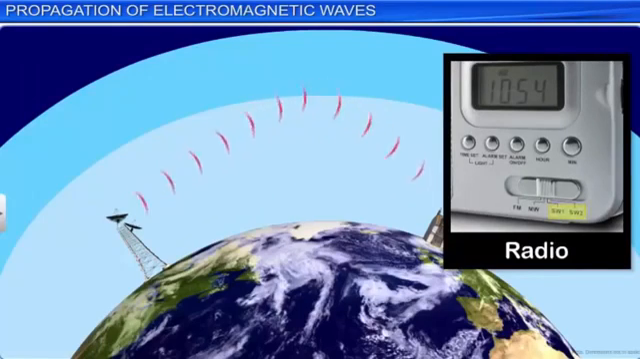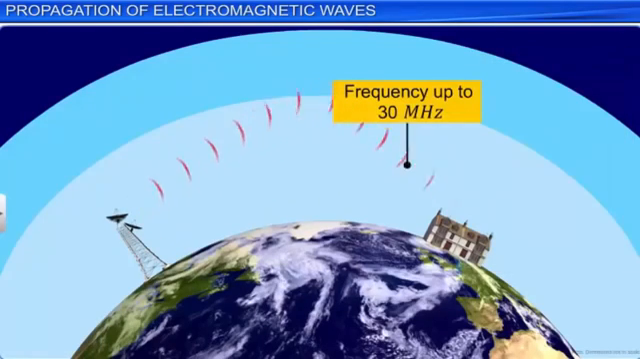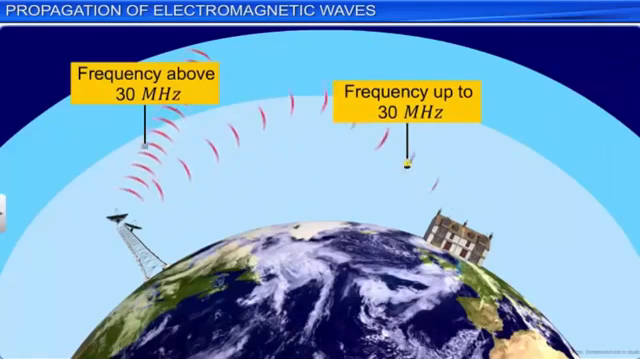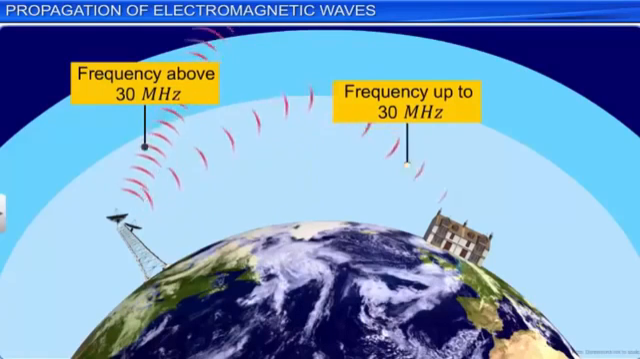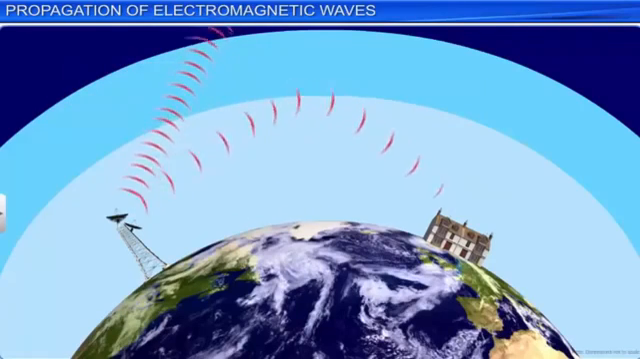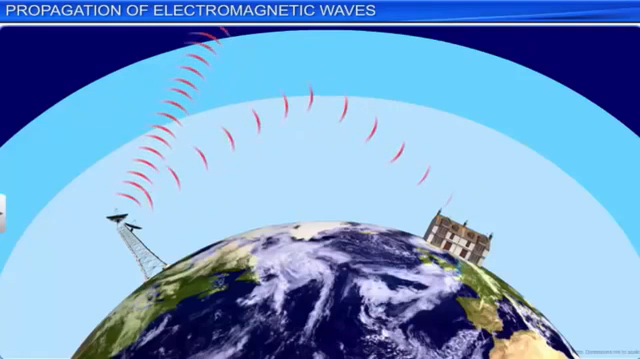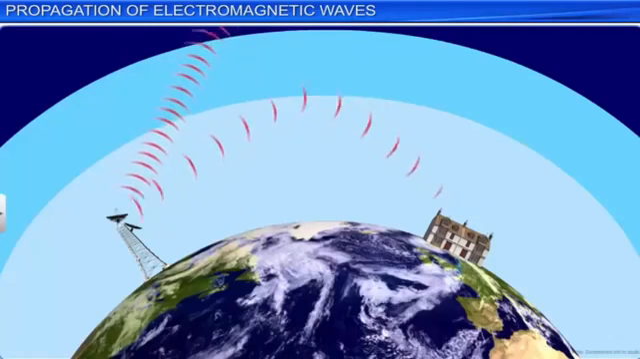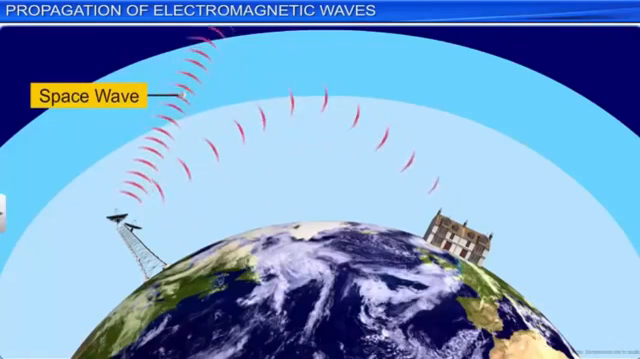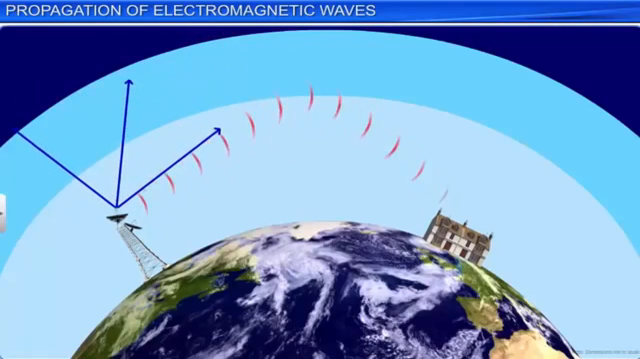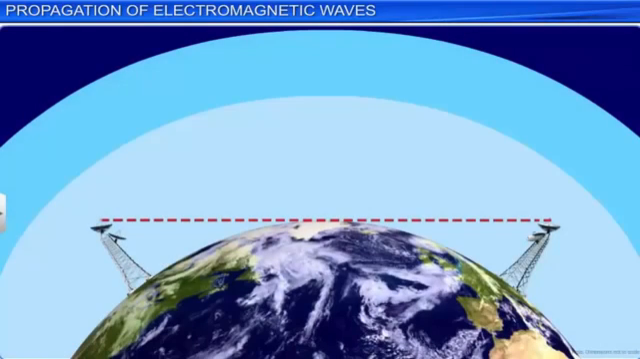propagate as sky waves. Signal waves with frequencies greater than 30 MHz can penetrate the ionosphere and do not get reflected by it. Thus, signal waves with frequencies greater than 30 MHz propagate as space waves. Space waves travel in straight lines. Thus, the transmitter and receiver of space waves must be visible to each other without any obstruction in between. This is called the line of sight communication.